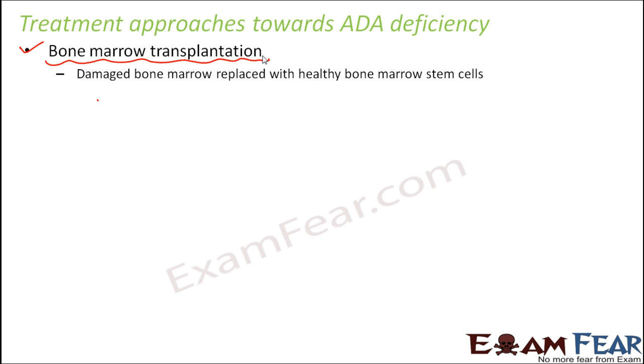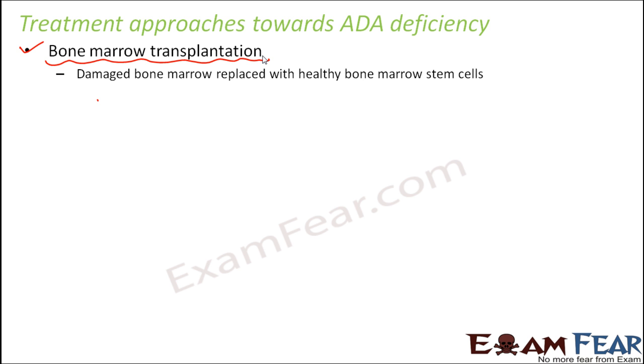So that tissue is called bone marrow. So one option is that the damaged bone marrow gets replaced with healthy bone marrow stem cells. But in this case, what will happen? Temporarily, some of the damaged bone marrow or some of the damaged stem cells will get replaced, but this will not be a permanent solution because you still have a defective gene or a gene missing.